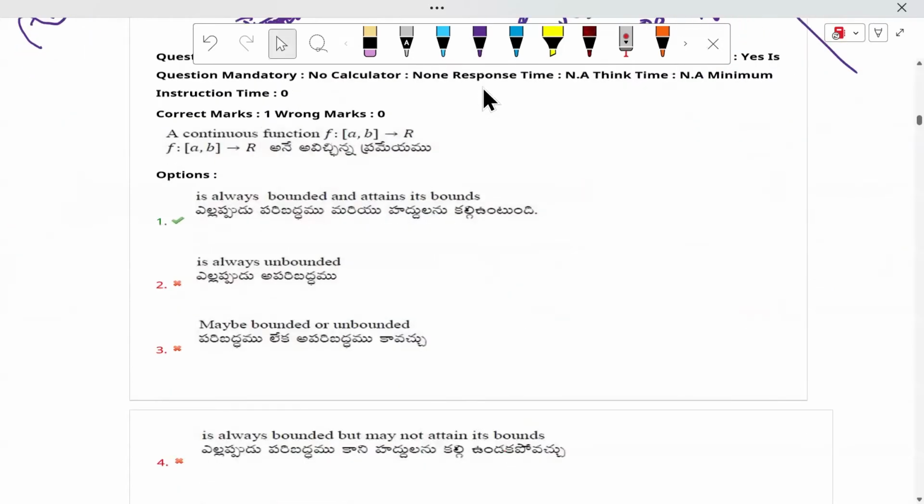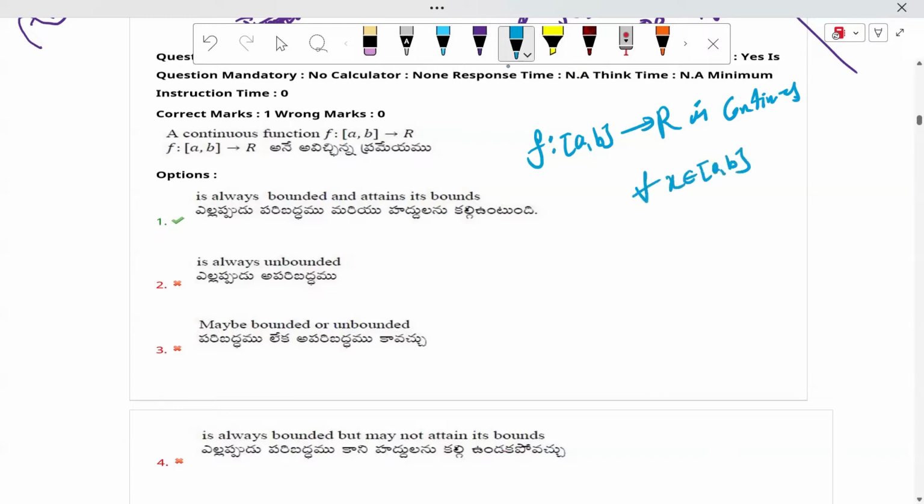రైట్, నెక్స్ట్ క్వశ్చన్ చూడండి. ఎఫ్ ఆఫ్ ఎక్స్ అవిచ్ఛిన్న ప్రమేయం అని అంటున్నాడు. ఏ ఫంక్షన్ డొమైన్ ఈజ్ ద క్లోజ్డ్ ఇంటర్వెల్ a comma b, కోడొమైన్ ఈజ్ ద రియల్ నెంబర్, ఈజ్ కంటిన్యూస్ అని అన్నాడు. ఫంక్షన్ దేని మీద డిపెండ్ అయింది? ఇట్ ఈస్ నథింగ్ బట్ ఫంక్షన్ ఈజ్ డిపెండ్ ఆన్ క్లోజ్డ్ ఇంటర్వెల్ a comma b, అంటే x belongs to closed interval a comma b.